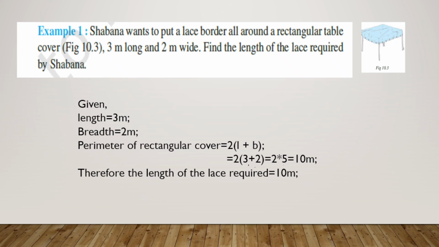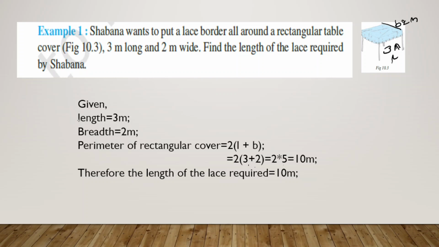And let's see some examples of the perimeter concept, so we can have clarity on perimeter. Shabana wants to put a lace border all around a rectangular table cover 3 meters long and 2 meters wide. Here it is 3 meters long, this is the length, and this is the breadth. Breadth was given as 2 meters.